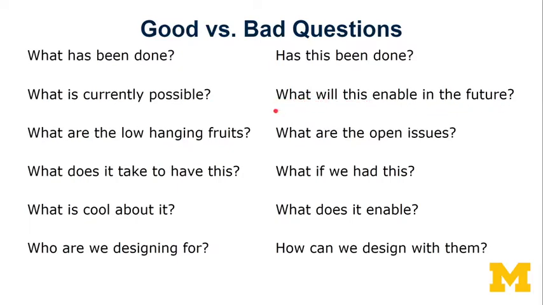And if that's your mindset, then you're really inquiring about the future and not just about what is currently possible. What are the low-hanging fruits? Well, let's at least rephrase it as: what are the open issues? The low-hanging fruits has this intention to solve quickly, quick and dirty, patch and fix, and I don't think that's a good way to think about research.